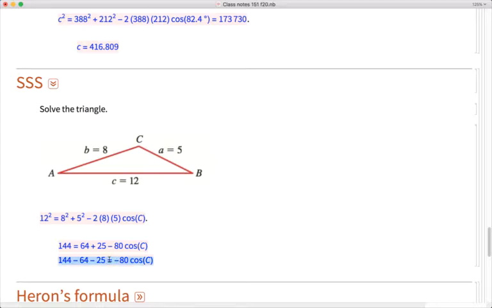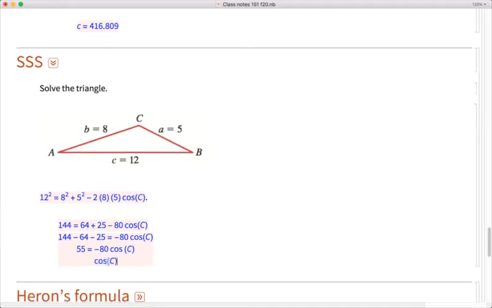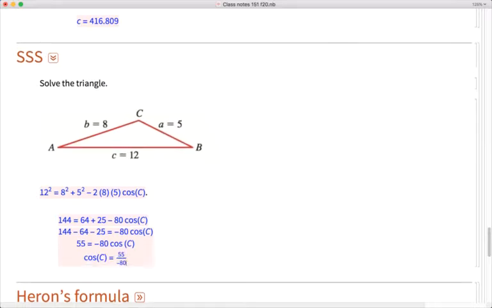Maybe I should leave these breadcrumbs here. And now I'm going to divide through by negative 80. So I get cosine C equals 55 over negative 80. And we'll actually work that out as a decimal. I said it was going to be a decimal, but it wasn't. Give it to me as a fraction. Here it is as a decimal. Okay, so that's the cosine of C.